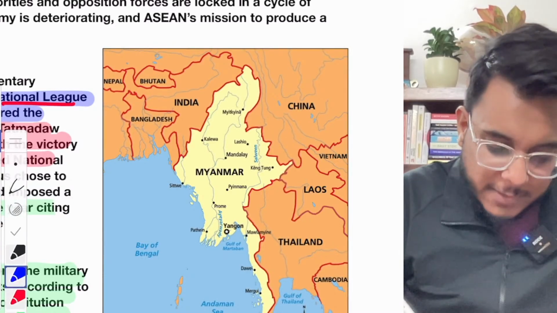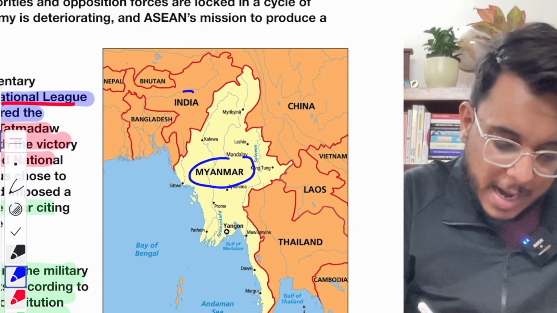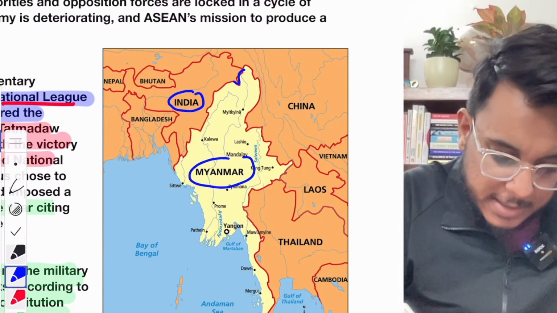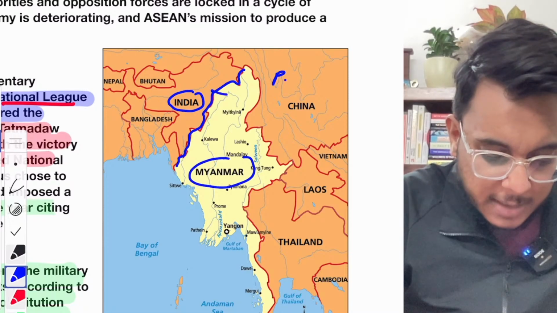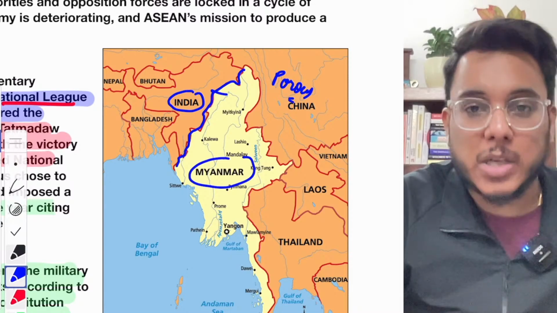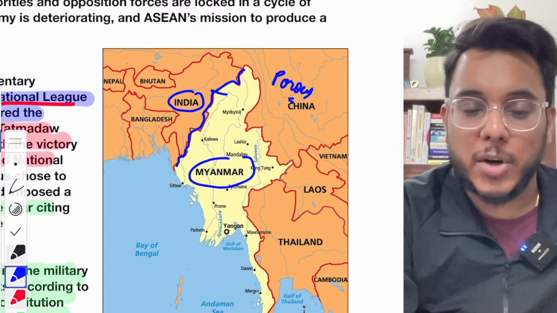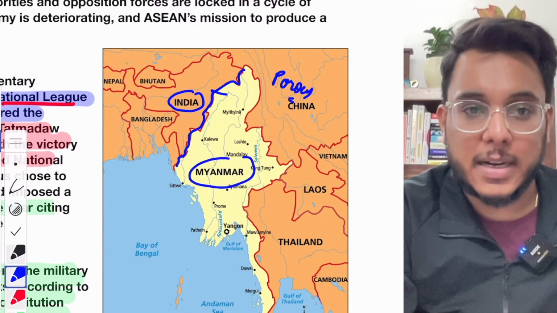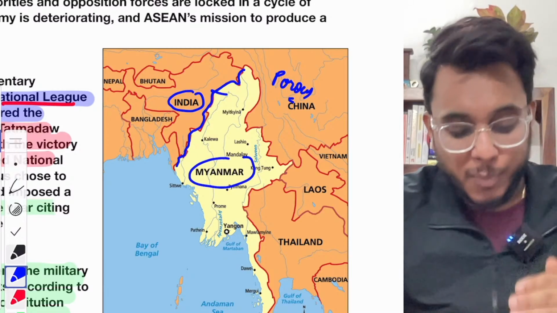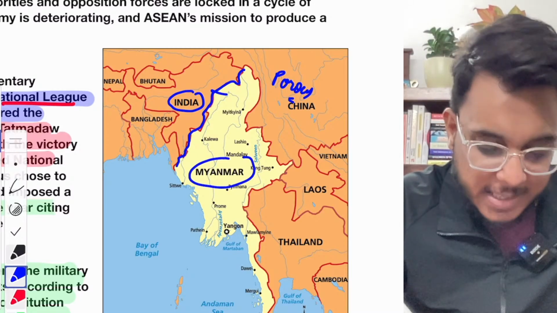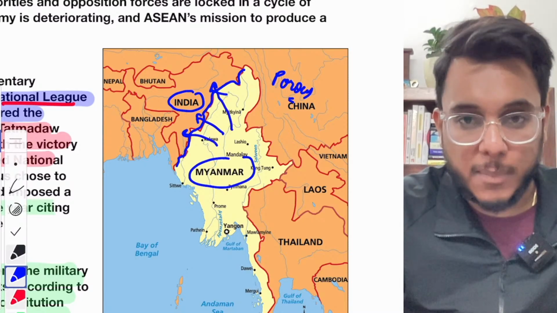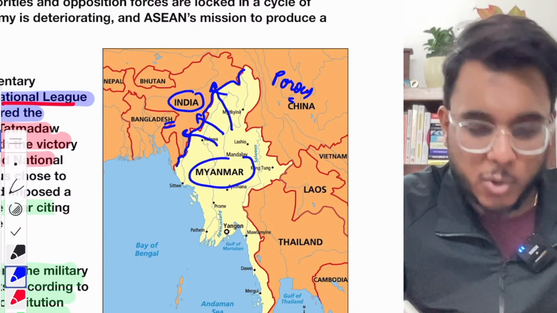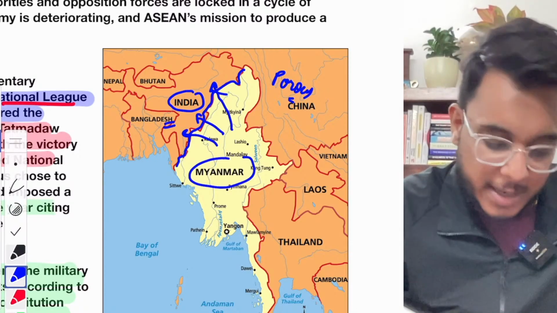Now guys, when we see Myanmar and India, we find that a considerably large border exists between them, and the nature of the border is that it is a porous border. Porous border means that the border is not very tightly regulated. Because the border is porous, a large number of migrants from Myanmar, because of this particular crisis, have come to India.